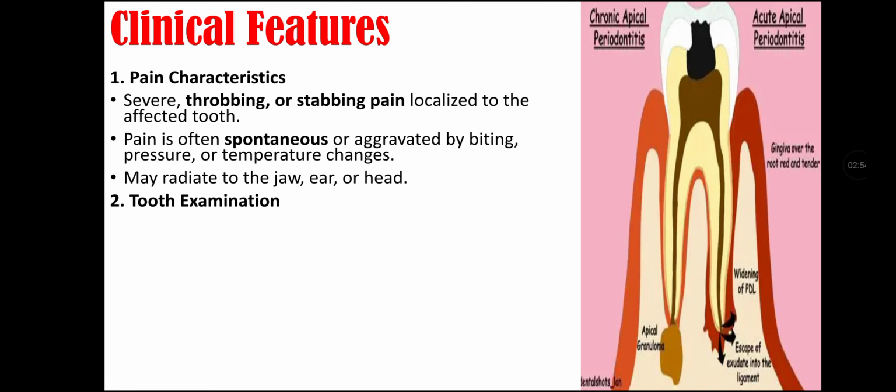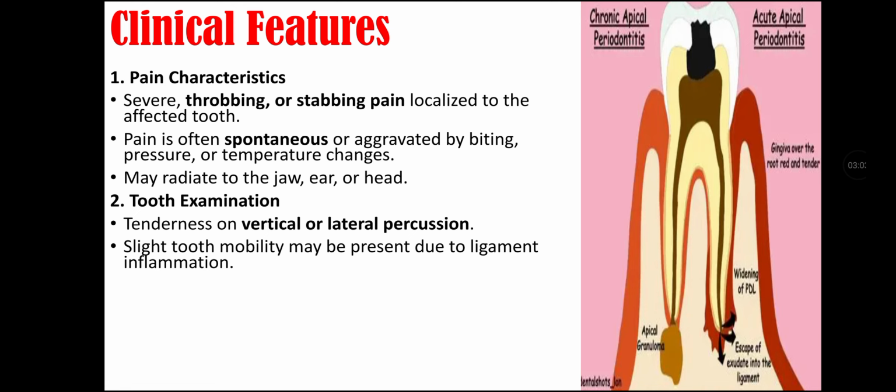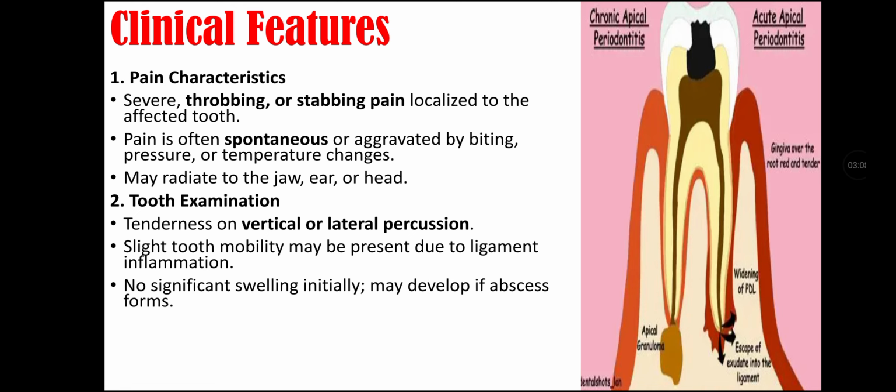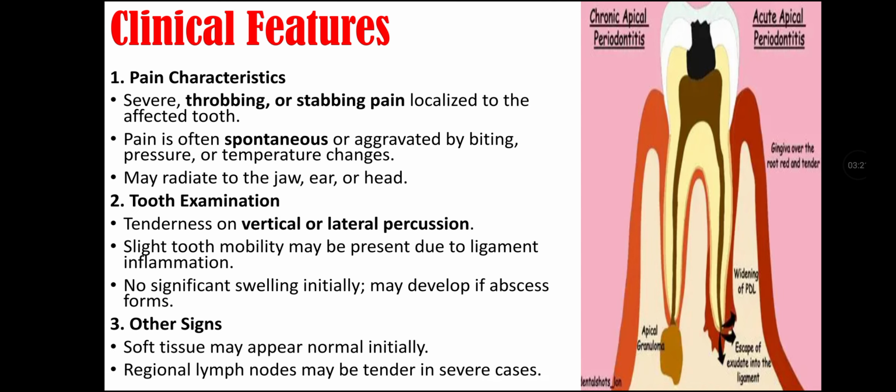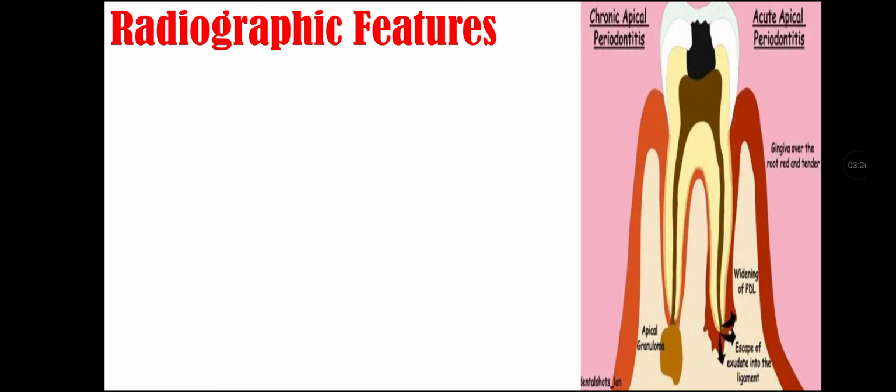Second, we can do clinical examination that shows tenderness on vertical or lateral percussion in case of acute apical periodontitis, and there is slight tooth mobility that may be present due to ligament inflammation. No significant swelling is present initially, but it may develop if an abscess forms. Other signs of acute apical periodontitis include soft tissue that may appear normal initially, and regional lymph nodes may be tender in severe cases.